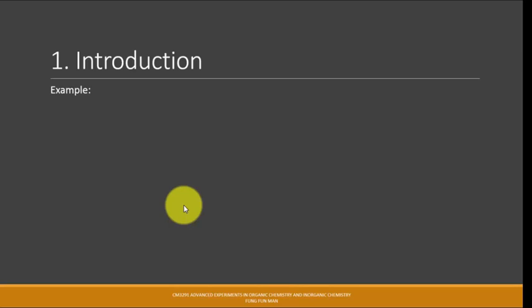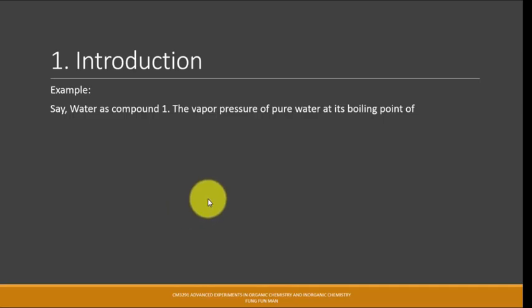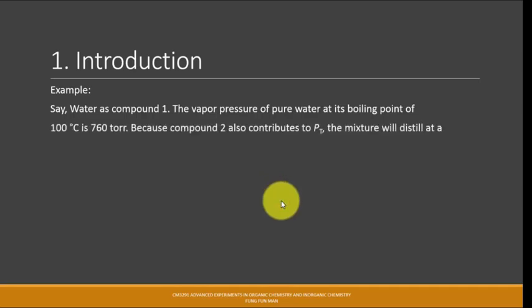Now for instance, consider water as compound 1. The vapor pressure of pure water at its boiling point is 100 degrees Celsius at 760 torr. Now because compound 2 is also contributing to the total pressure PT, the mixture will still distill at a temperature less than 100 degrees Celsius. The actual distillation temperature will depend on the vapor pressure of compound 2, the second compound that you added to the water. And steam distillation offers a couple of advantages.